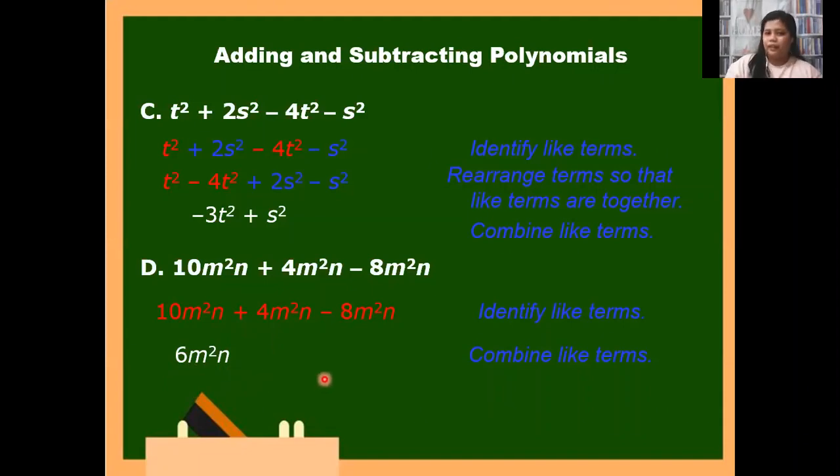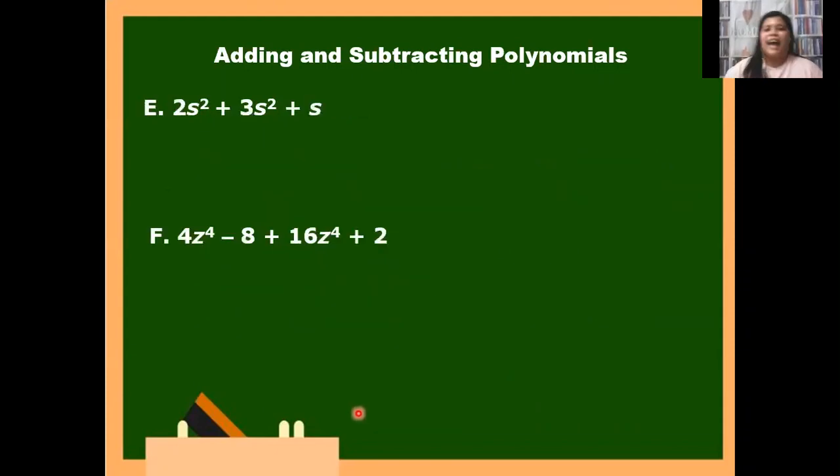So are we clear with this example? Okay, so let's proceed to our next example. I have here another set of examples, which is example letter E and example letter F. So let's focus first on example letter E. We have 2s squared plus 3s squared plus s.